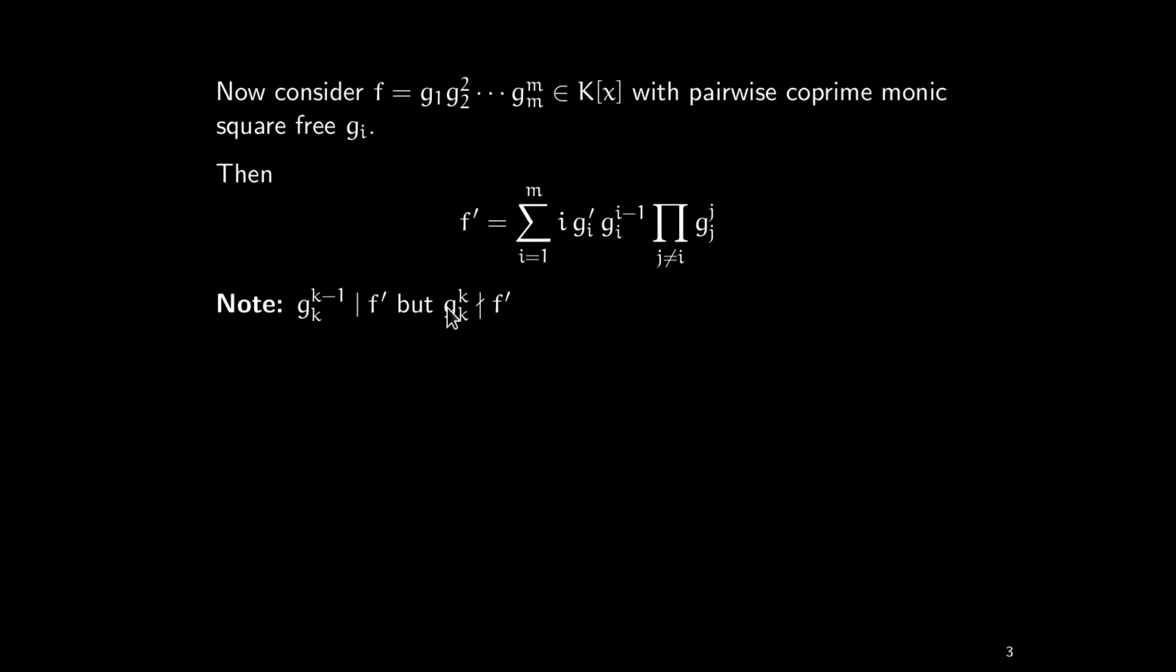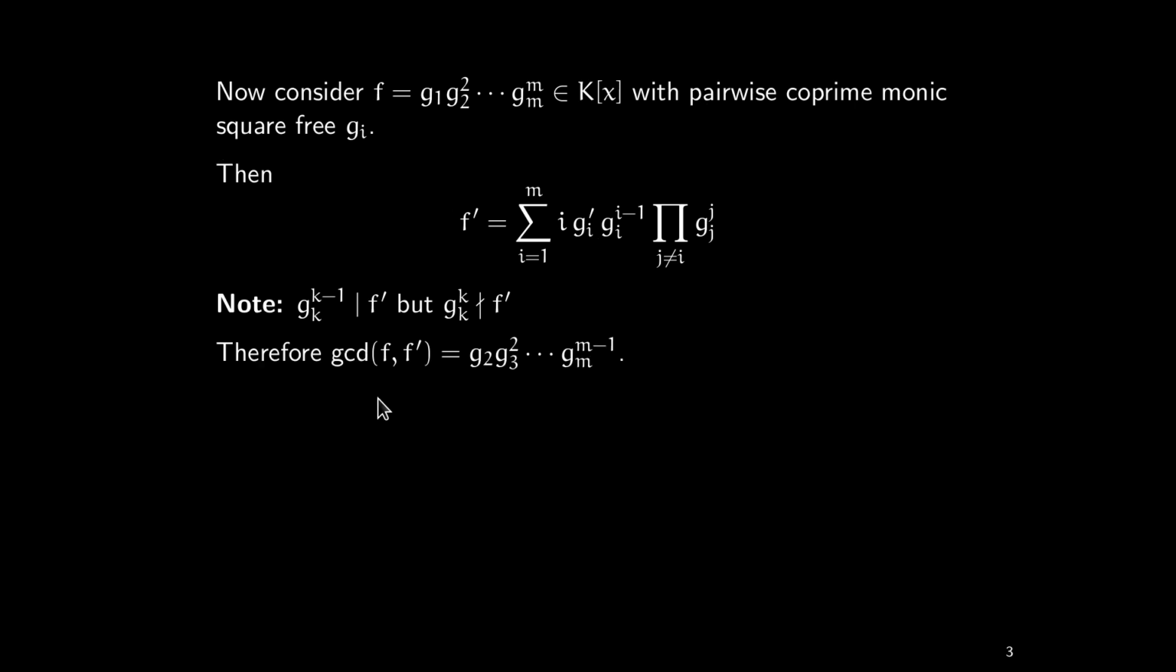So if this was not true, so if this kth power of gk were a factor of f prime, then we would be able to conclude from this formula that the gk would have to divide the gk prime. And we saw before that the gk and the gk prime are coprime because the g's are square-free.